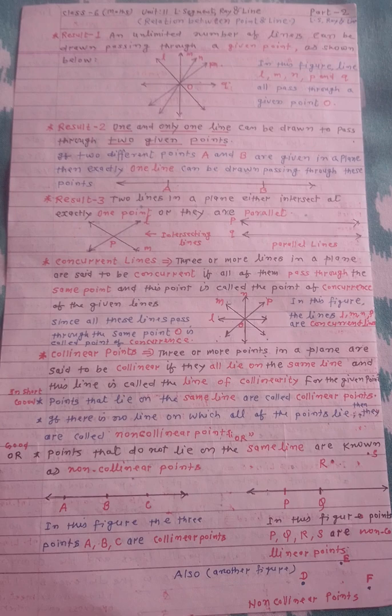Here we have given examples. In the first figure, 3 points A, B, C are collinear, whereas in the second figure, points P, Q, R, S are non-collinear. That's all.